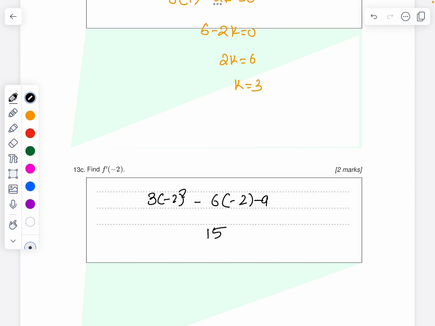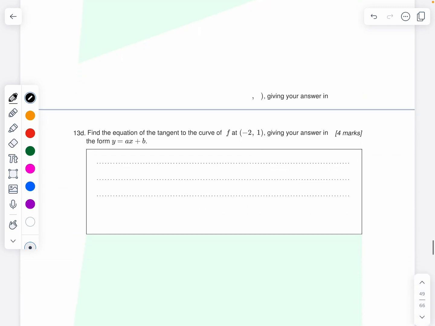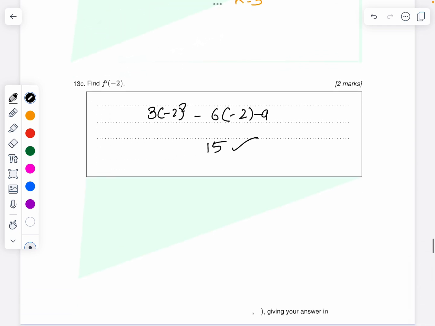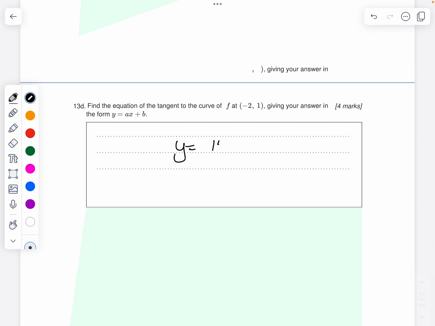15. Find the equation of the tangent to the curve of f at minus 2 comma 1, giving your answer in this form. So we know the gradient is going to be 15. So it will be in the form y equals 15x plus b. Now it is at minus 2 comma 1. So plug in that 1 equals 15 times negative 2 plus b. So you will get the b value equals 31. So what is going to be the equation? y equals 15x plus 31.